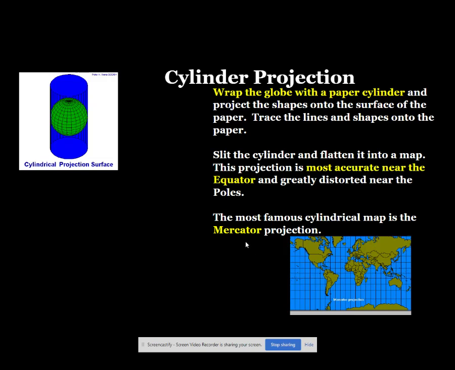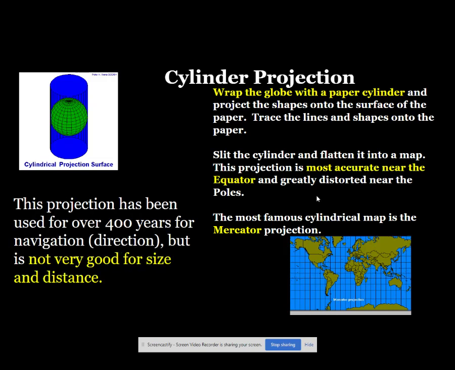Mercator projection. Mercator projection is the most famous cylindrical map. You've probably seen one before, and once we look at all the projections, you're going to look at some videos that show you the difference between these different projections and the different problems of each. So Mercator's map was great for navigation. It was used for over 400 years. So direction is really good. We know that Africa is south of Europe and southwest of Asia using this projection.